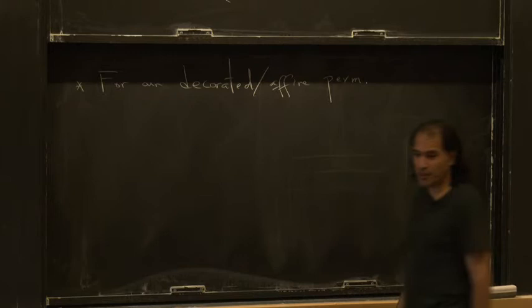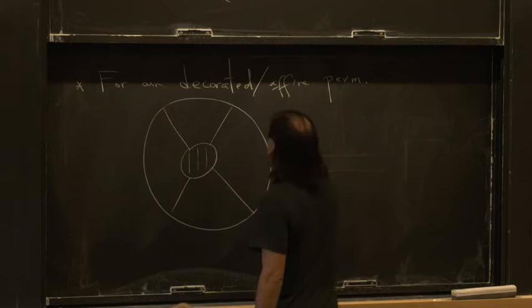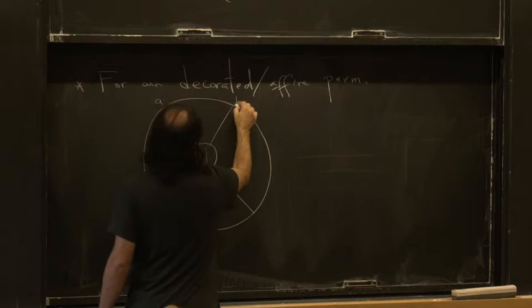Let's say you already have a graph that's associated with a certain permutation. Say A goes to sigma of A, and B goes to sigma of B.